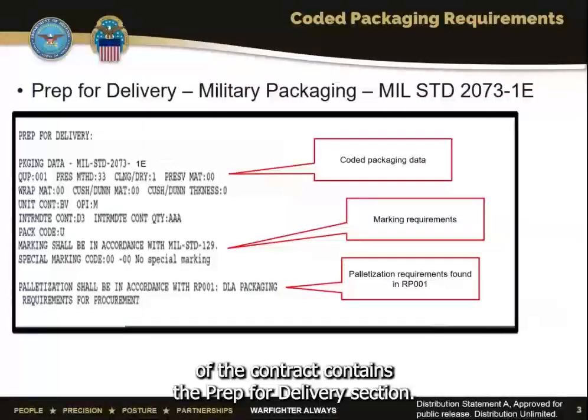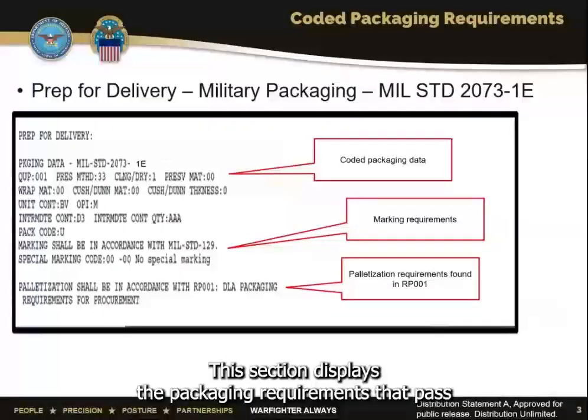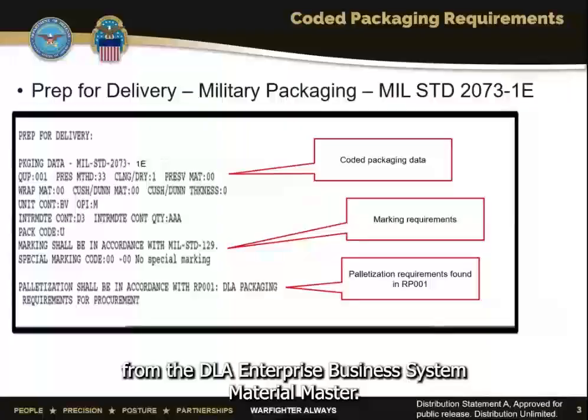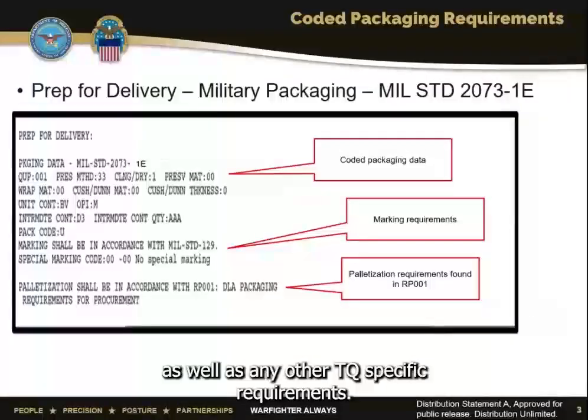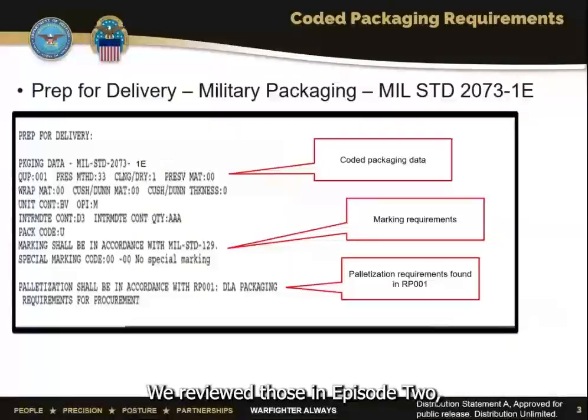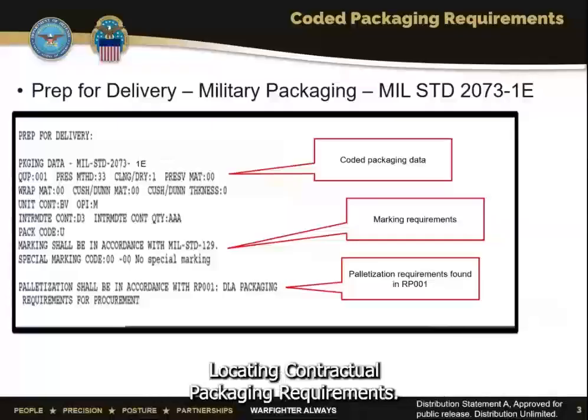Section B of the contract contains the Prep for Delivery section. This section displays the packaging requirements that pass from the DLA Enterprise Business System Material Master. The palletization requirements display, as well as any other TQ-specific requirements. We reviewed those in Episode 2, Locating Contractual Packaging Requirements.